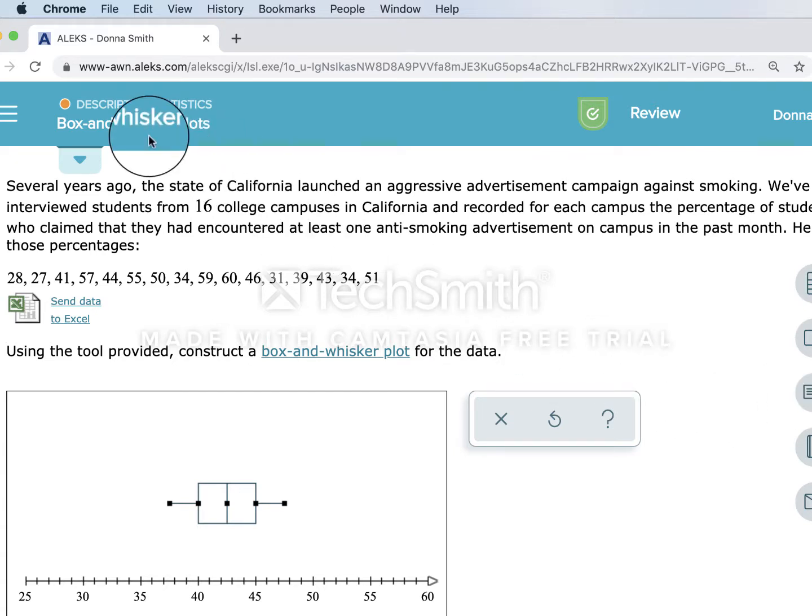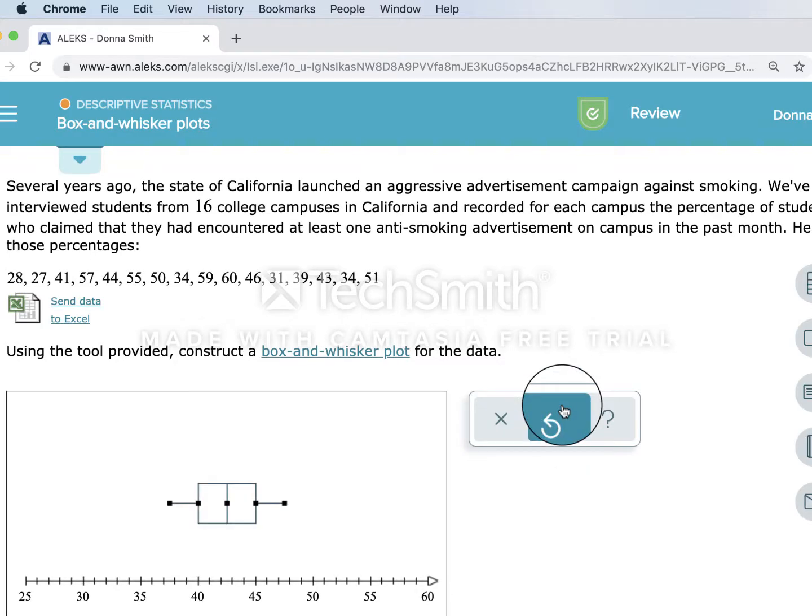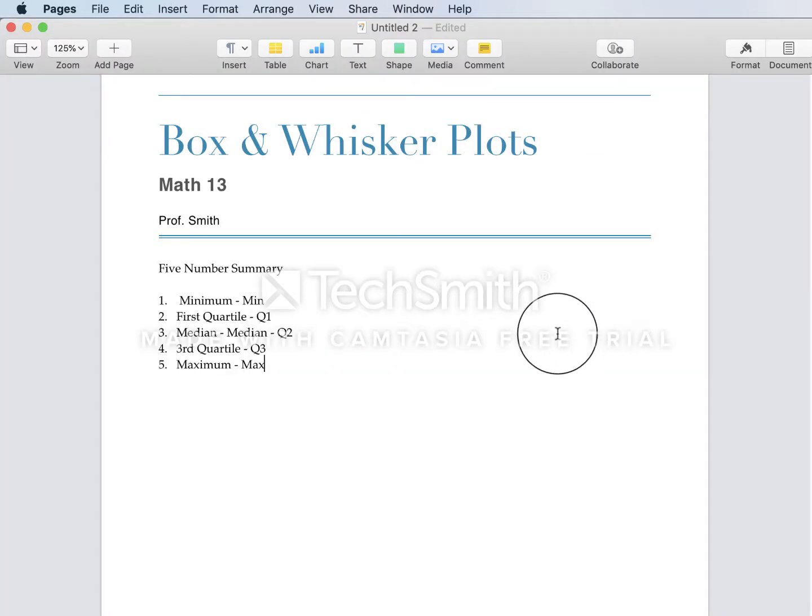I'm going to be doing a short movie on box and whisker plots. Box and whisker plots is a way to graphically represent data by looking at what we call 5 important points. So we have the 5-number summary captured here.